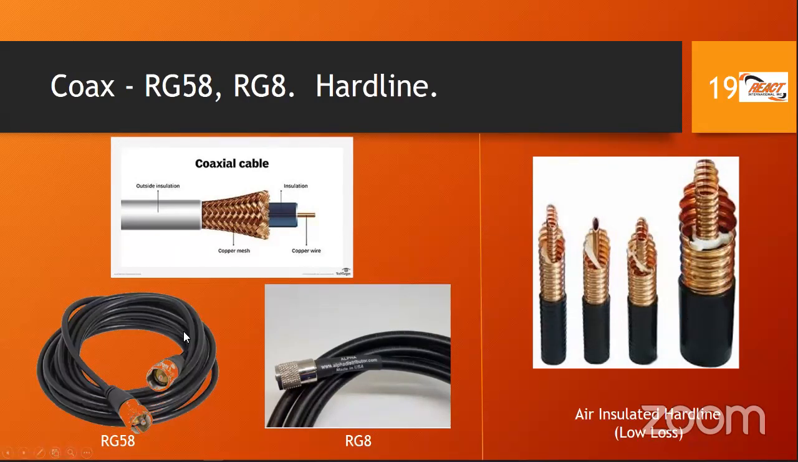So these are some of the types of feed line that you will encounter: coax cable, coaxial, RG58, RG8, and air insulated hardline, also known as Heliax.